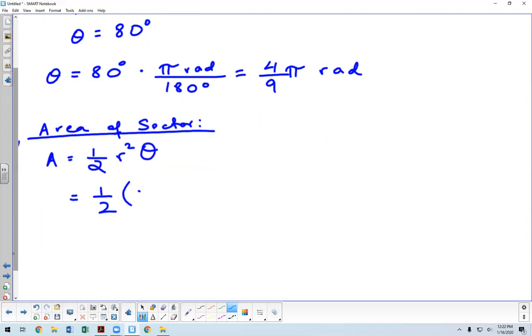40 feet to the second power, and then our theta is 4 over 9 pi. I would probably just plug everything in the calculator, so just be careful. You do have 1/2. If you want, you can type that in obviously as 0.5. So that would be 0.5 multiplied by 40 squared, because that is radius squared, multiplied by 4 over 9 pi. I think that should be it.